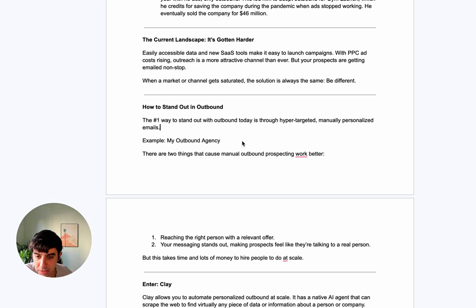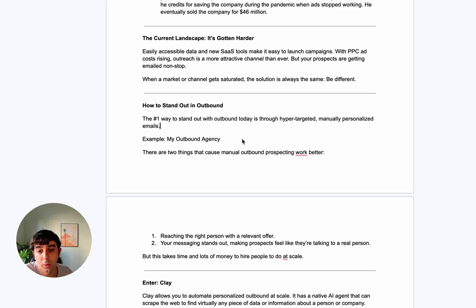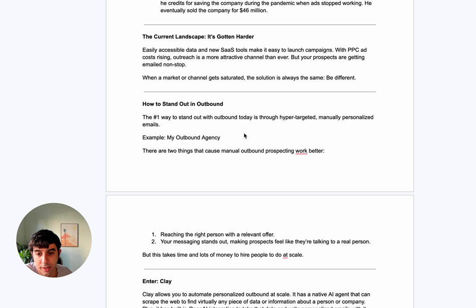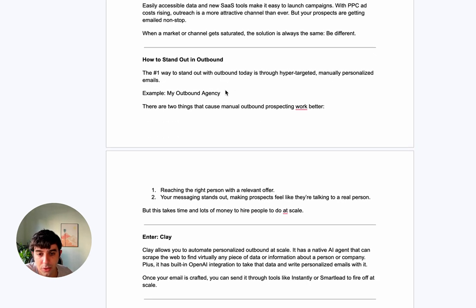In terms of how to stand out in outbound, the number one way today is through hyper-targeted, manually personalized emails. There are two things that cause manual outbound prospecting to work better. The first is you're reaching the right person with a relevant offer. If you just take a general list and blast out one email template to tens of thousands of people, you're sending your email to a lot of people that aren't the right fit for your offer. But when you're doing manual prospecting, by hand, like how we would do it before there was all this automation, you can pick every prospect and make sure they're the right fit and that they're actually going to want to hear about your offer, which makes your reply rates go up.